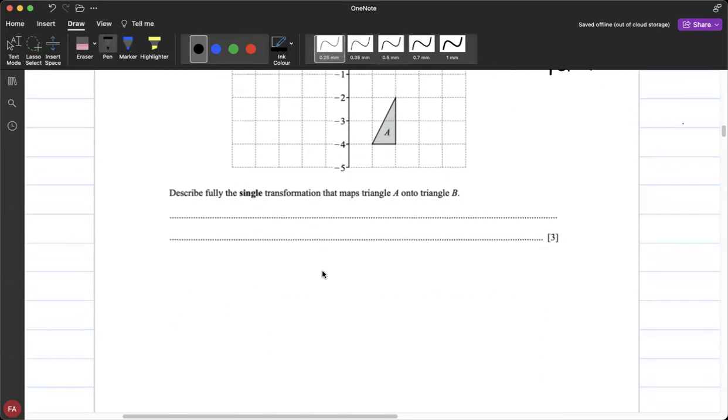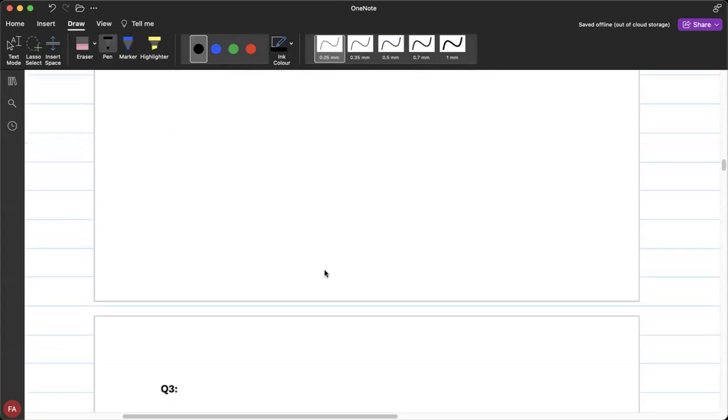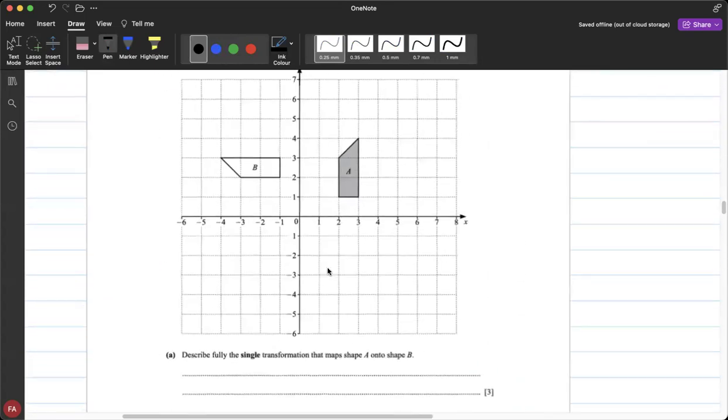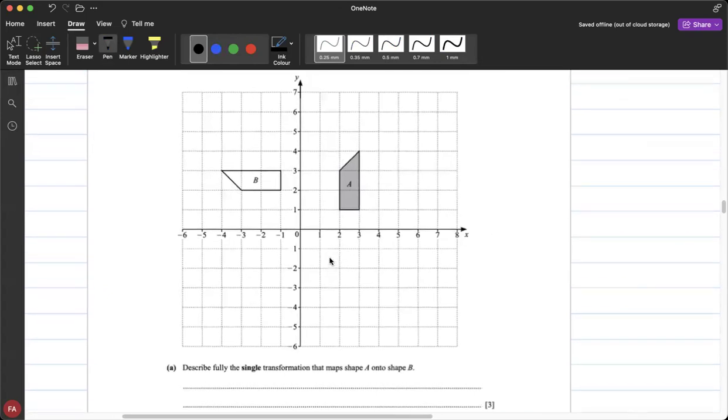In a very similar way, let's do another challenging question. So I'm just going to scroll on to question number 4. Now, when you look at this question for part A, it says we have to describe fully the single transformation that maps A onto B. I must remind you, everyone, that this worksheet that I've made is relatively new, and it contains questions from the recent past papers or the specimen papers of IGCSE and O levels.